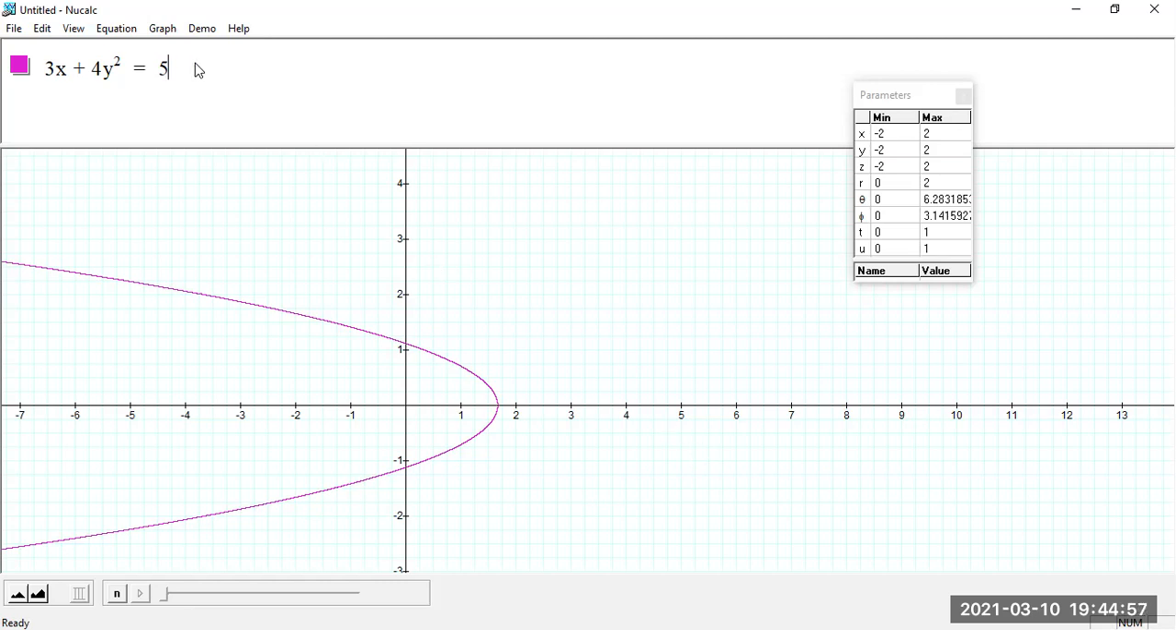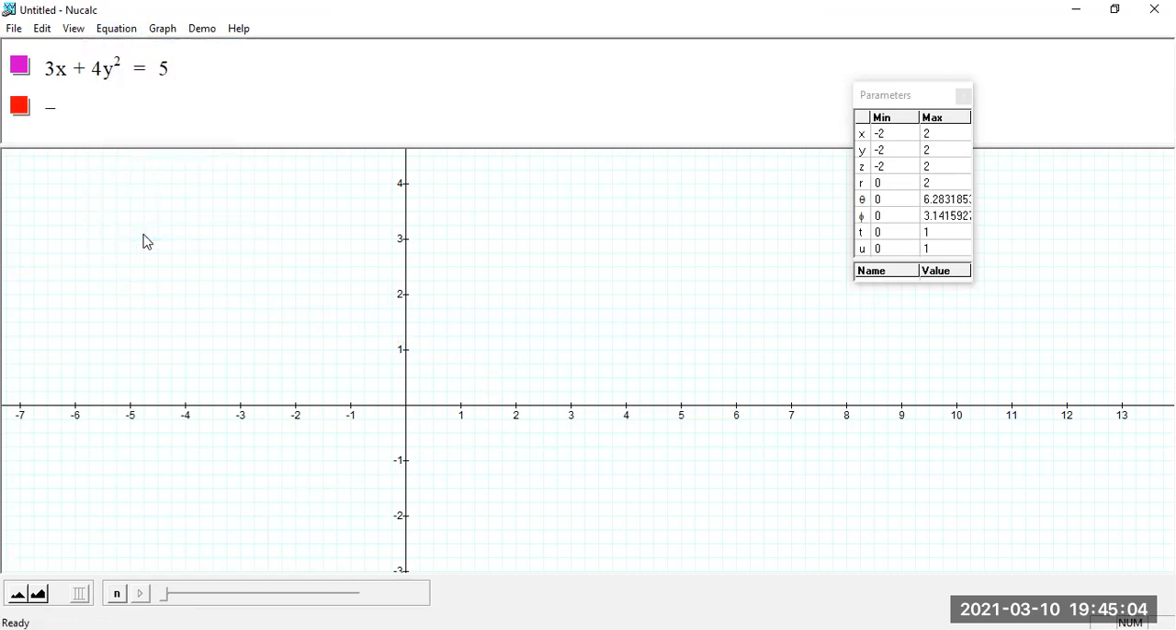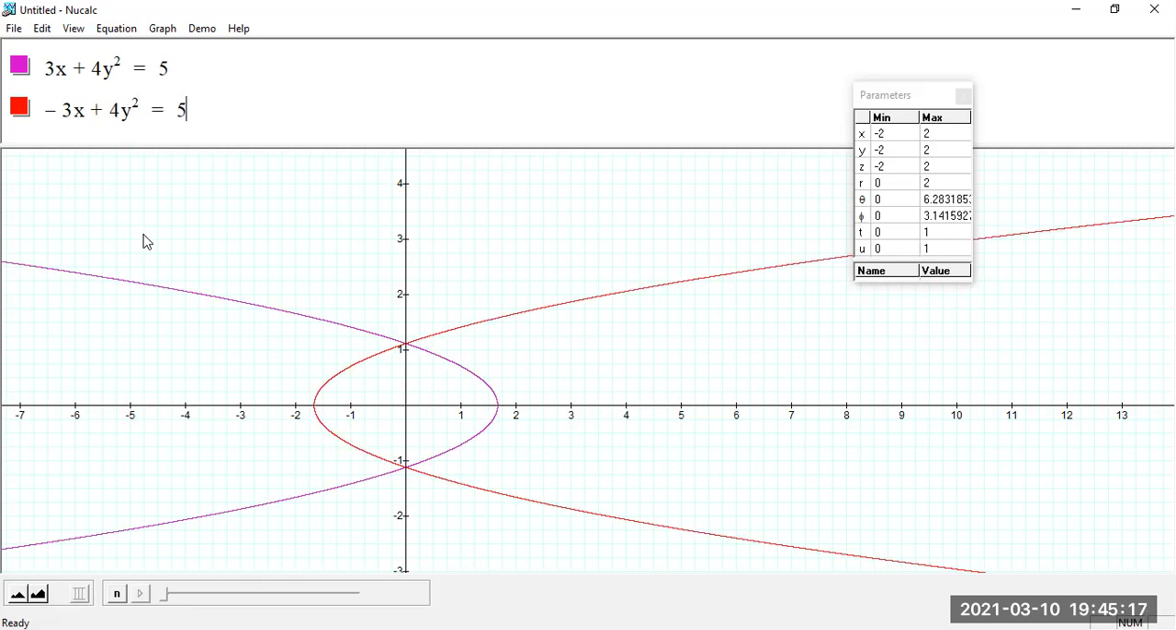Okay, so when I reflect that with respect to the origin, the x becomes negative x. The y becomes negative y, but because of y squared, the negative cancels, equals 5. See that? Imagine if you rotate this purple parabola 180 degrees around the origin. Then you will get the red one. Now that's for this question, just to confirm.